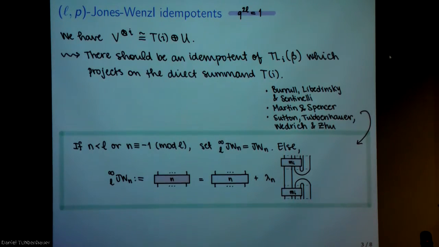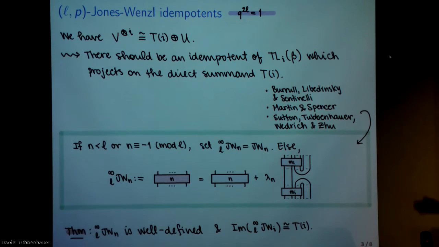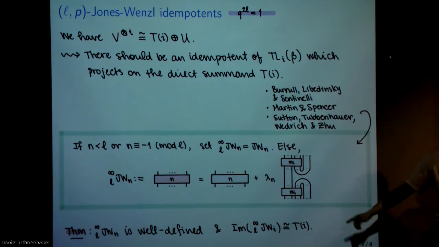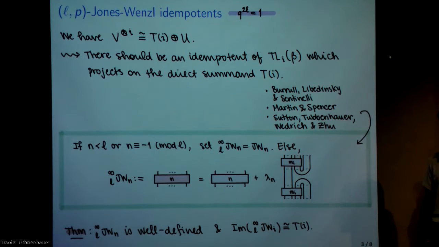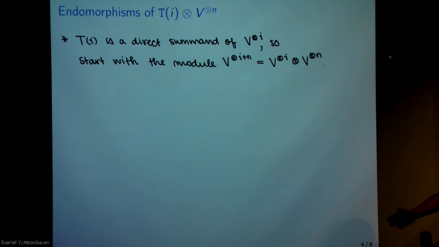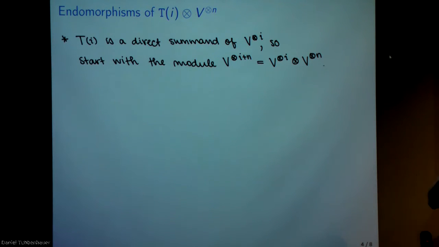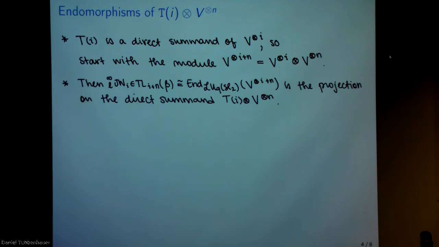Okay, but what's important about these idempotents is that this is well defined for any L or any P, but in this case, its image is precisely the tilting module Ti. And so if we want to look at the endomorphisms of such a tensor space, well, one thing we can do is start with a bigger tensor space, so V with itself i plus n times, and then project the first i copies to the tilting module Ti, that's a direct summand.